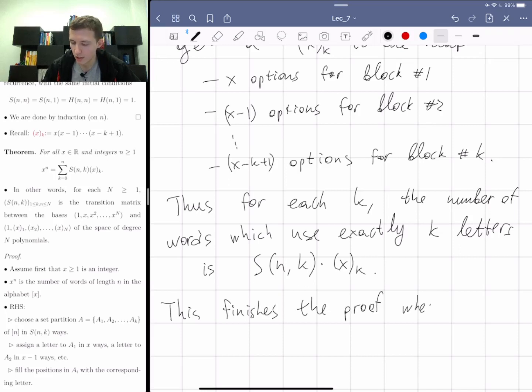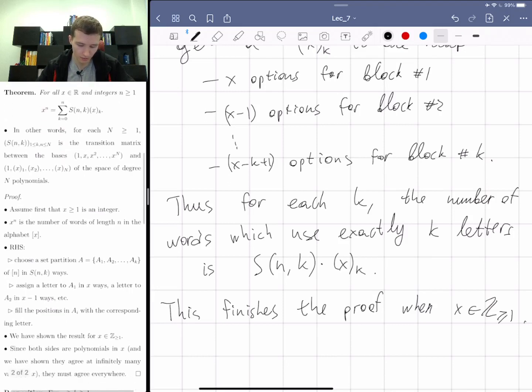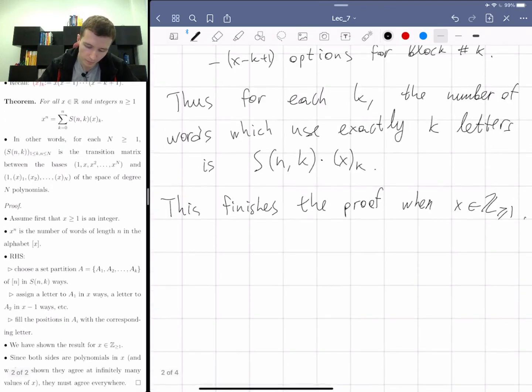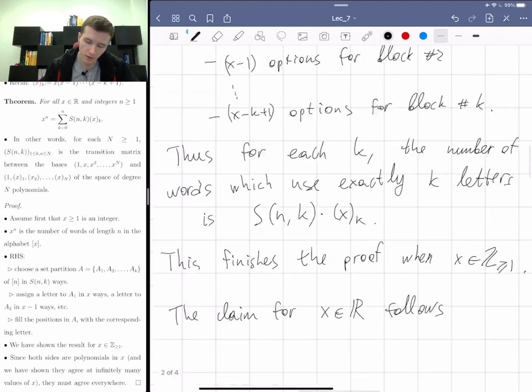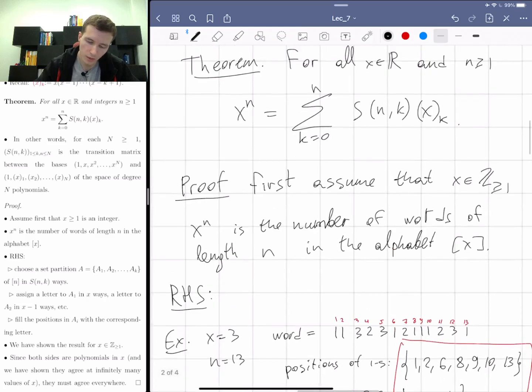in the case when x is a positive integer. But we claimed it for all real x's. So how do you get the rest? Well, the idea is that the claim for arbitrary x follows for the following reason. You have this formula. Let me copy the formula again.